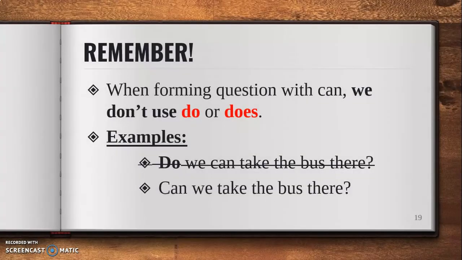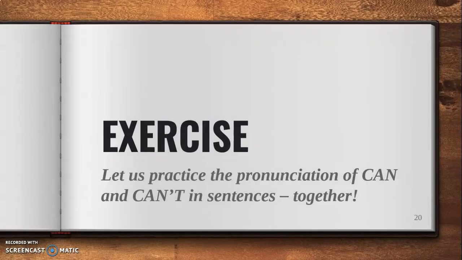Now let me give you one reminder. When forming questions with the verb can, we do not use the auxiliary verbs do or does. So look at the following example. Do we can take the bus there? So do can never be used. The right way to make the question is, can we take the bus there? Okay, let's come to the final lesson.